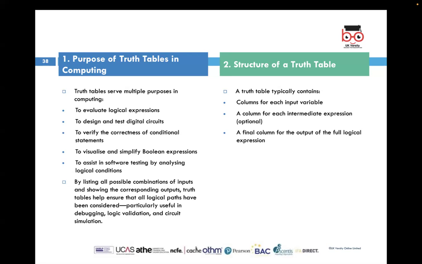The structure of a truth table is that a truth table typically contains columns for each input variable, a column for each intermediate expression, and the final column for the output of the full logical expression.